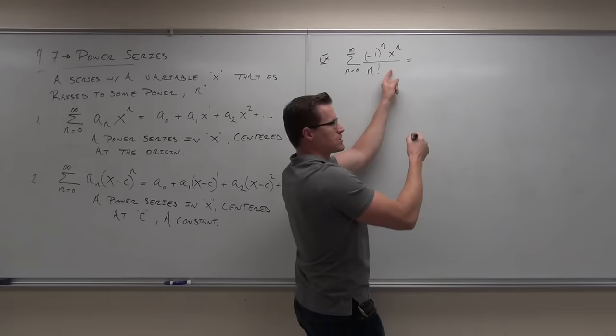Now, here's what's also very cool. Do you know how to find the sum of a geometric series? Yes. A over 1 minus R. So in our case here, the sum is A over 1 minus R.